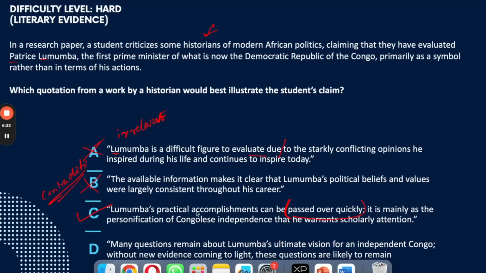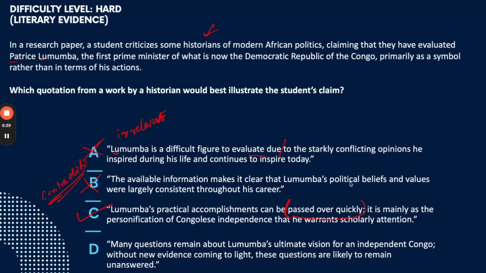Now, option D, it says many questions remain about L's ultimate vision for an independent Congo. Without new evidence coming to light, these questions are likely to remain unanswered. Now, this quotation discusses the uncertainties surrounding L's long term vision for Congo's independence. It indicates that there are unanswered questions about his intentions and goals, likely because of a lack of sufficient evidence. This is a very neutral kind of a statement, right? It is not about the challenges of understanding his vision, and it doesn't even suggest that he's being reduced to a symbol, right?